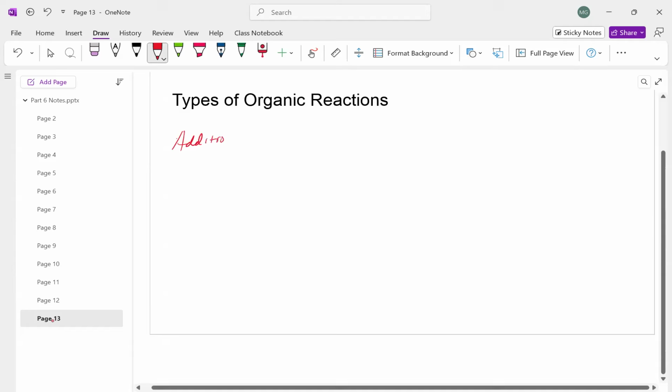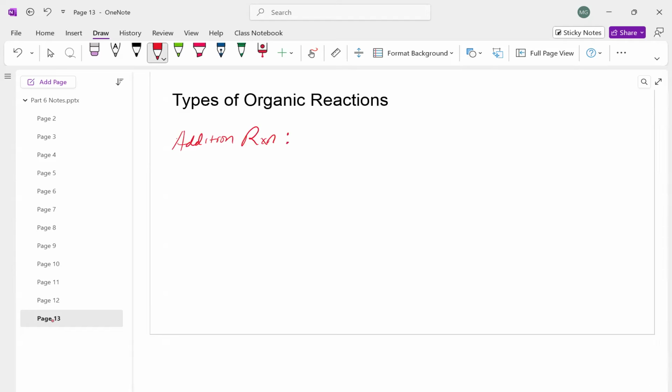So we're going to look at addition reactions. As the name implies, we're going to be adding stuff to a reactant. So here we're going to take a compound known as ethene or ethylene, react it with HBr, and a hydrogen will go to one side, bromine will go to the other. We add that HBr across that double bond.